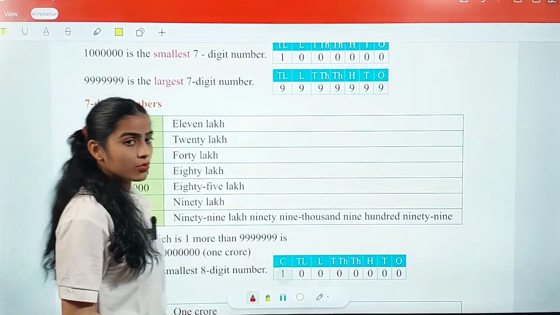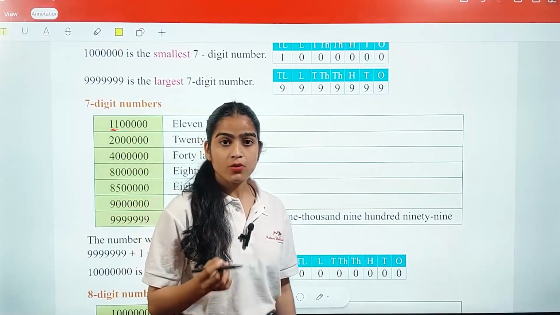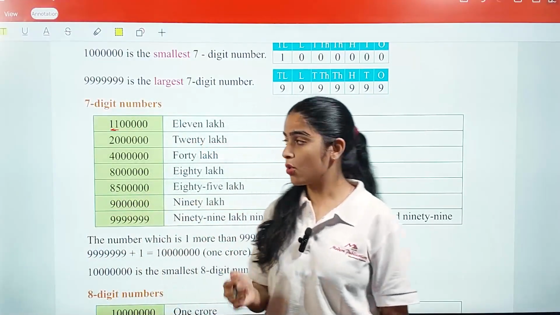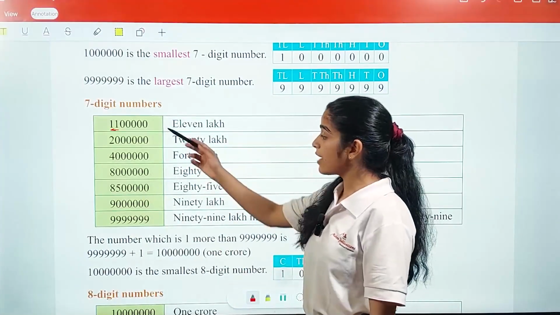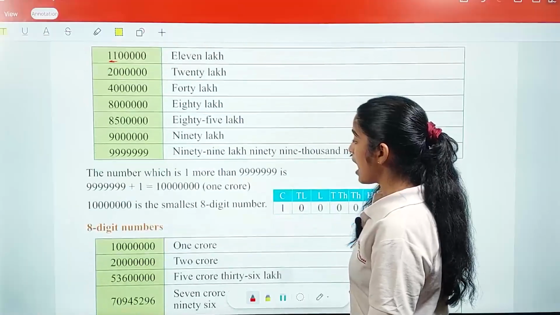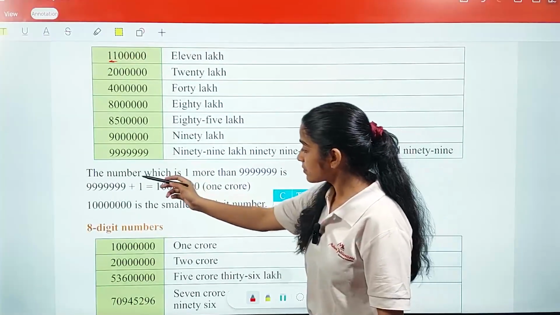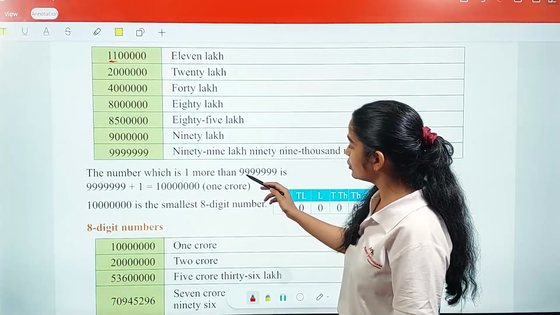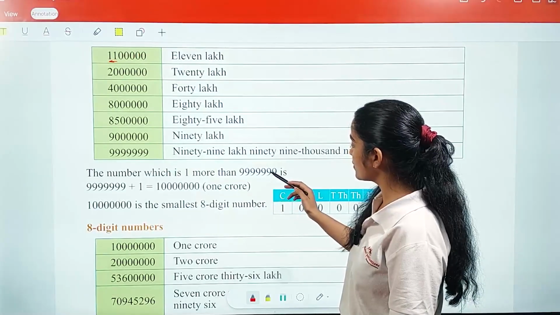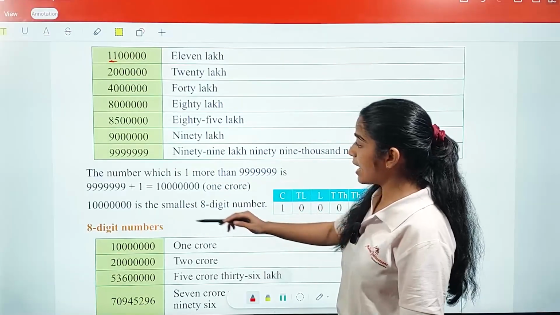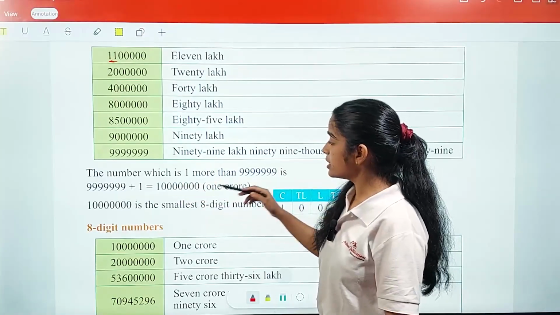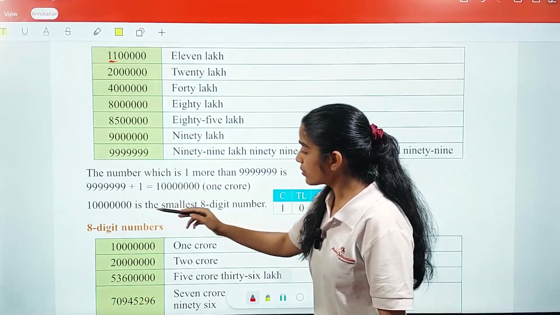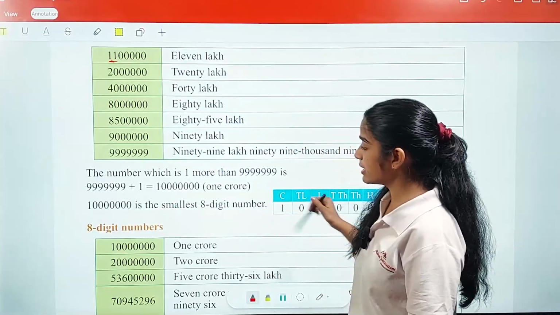So whenever you want to write lakh, how many zeros do you have to add in your numbers? After the number you have to add 5 zeros. How many 9s do we have in the largest 7-digit number? 1, 2, 3, 4, 5, 6, 7. If we add one more, the successor of 7 nines is 1 crore. 1 crore is the smallest 8-digit number.